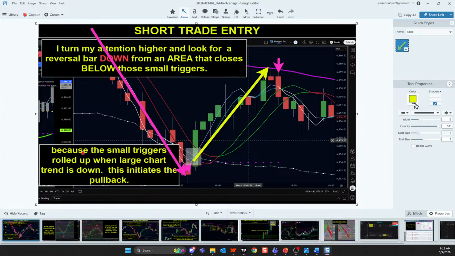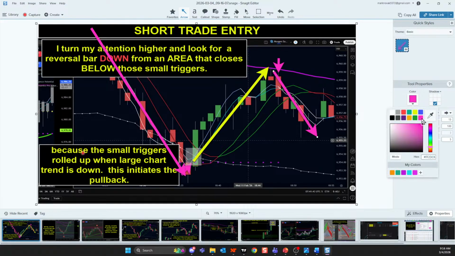When you reach the area, a down bar that finishes, closes below those small triggers on the weak side of the triggers, that is where the trend is most likely to resume. That is where the small chart reverses and goes in the direction of the large chart advantages. So it is trend. It is fight, defined by the small triggers rolling against the trend. It is a pullback to an area, and it is continuation of the trend, hopefully.